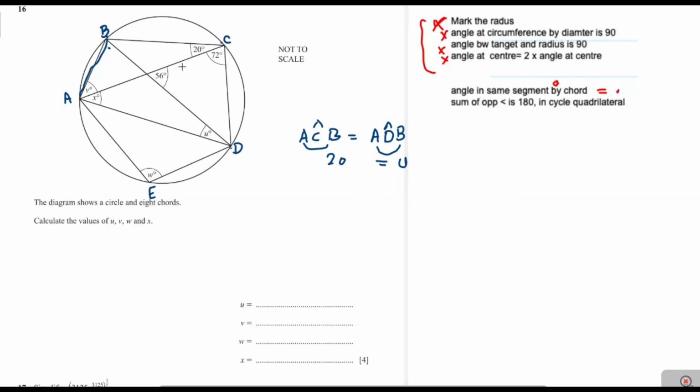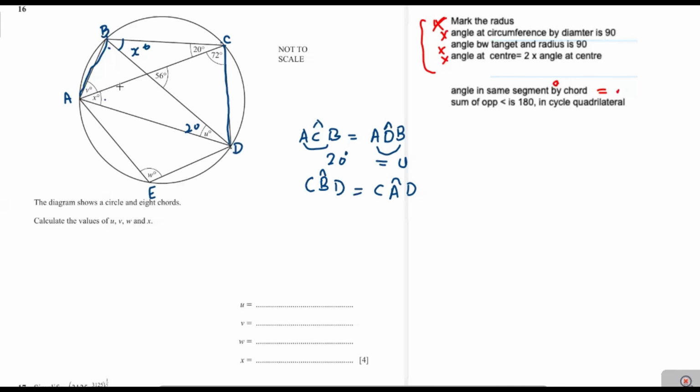Now you see the next angle, at this position, the angle at B. You can name it CBD, the angle by chord CD. We take this chord CD, and the next angle by this chord is at A. You can write it as CAD. Now CBD will be equal to CAD. CAD is x degree, you can write it as x degree, and this angle is already mentioned as 20.